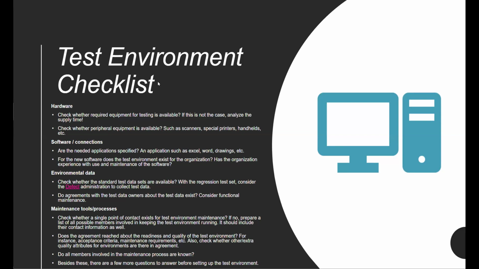So do agreements with the test data owners about the test data exist? Then consider functional maintenance, then check whether a single point of contact exists. Then does the agreement reach all members involved in the maintenance process, are they known? And also these are basic checklists for the test environments. So it's up to the DevOps guys actually.